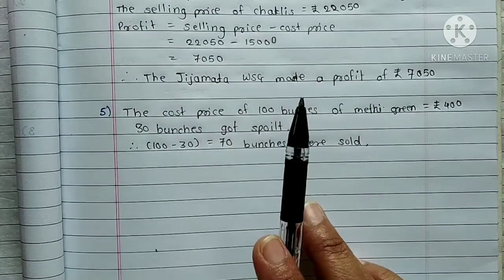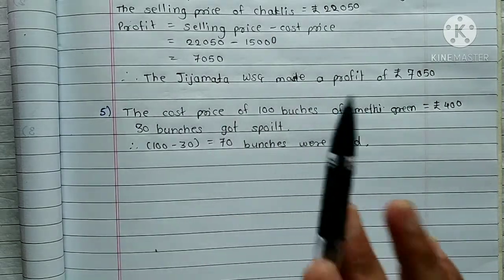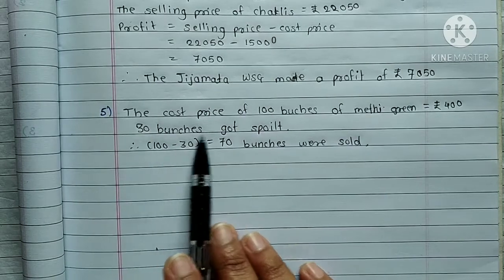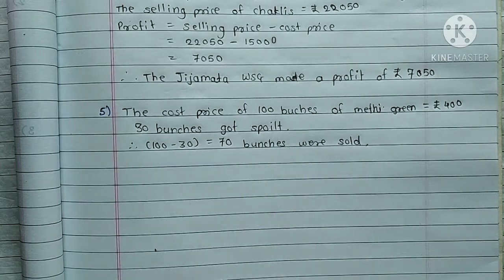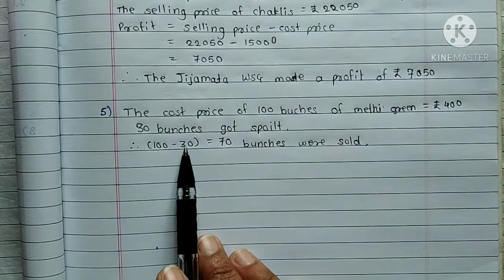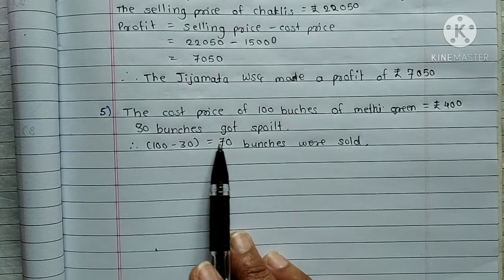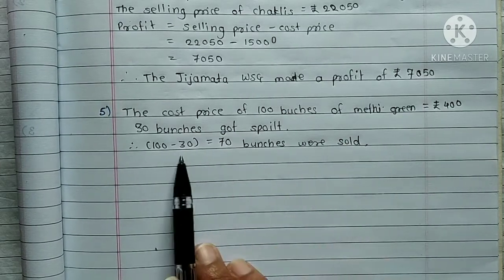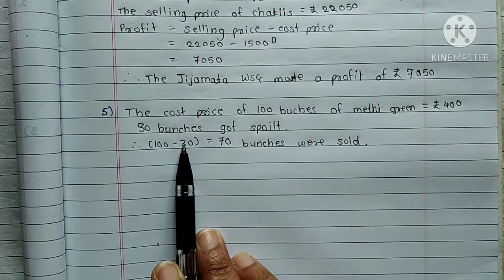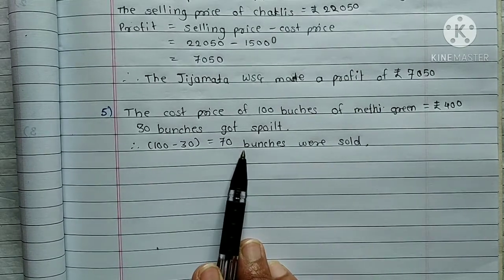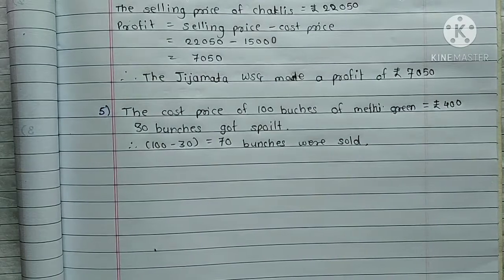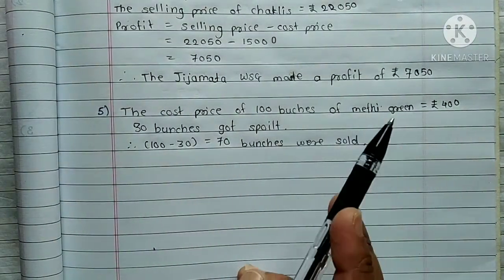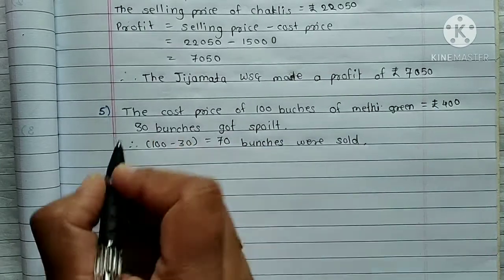In a sudden downpour, 30 of the bunches on his handcart got spoiled. Okay, that is 30 bunches got spoiled. Therefore, 100 minus 30 is equal to 70. 70 bunches were sold. Because 30 bunches are spoiled, that means only 70 bunches remain. Okay, and he sold the rest at the rate of rupees 5 each.